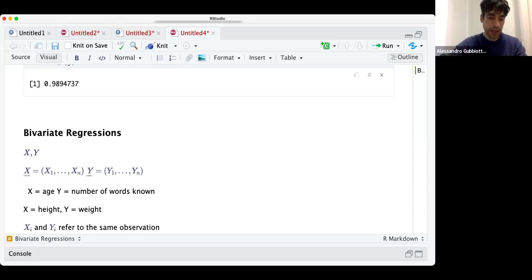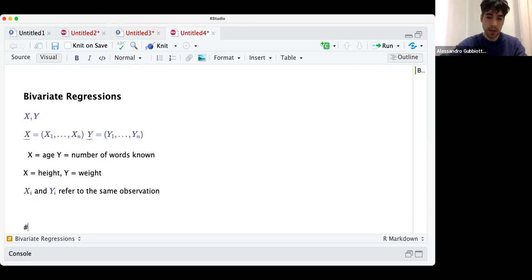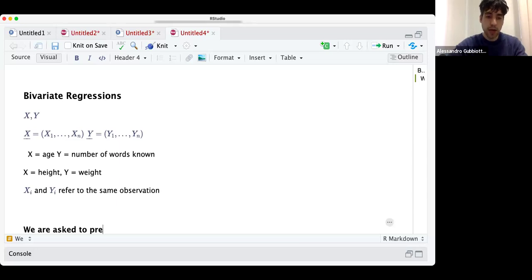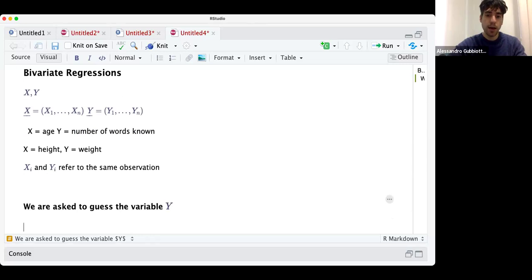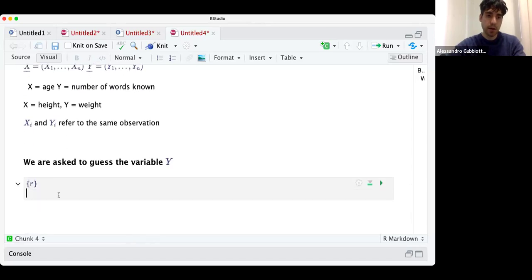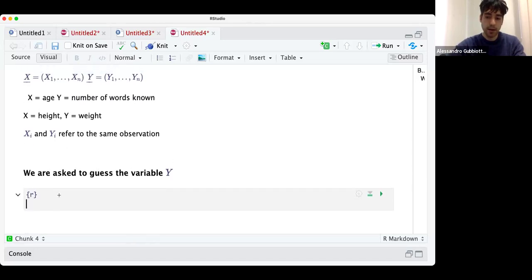And regression is not only used to predict the variable y, but let's try to give this problem. So we are asked to predict, to guess the variable y, let's say. For instance, let's take y to be like the height of a person.